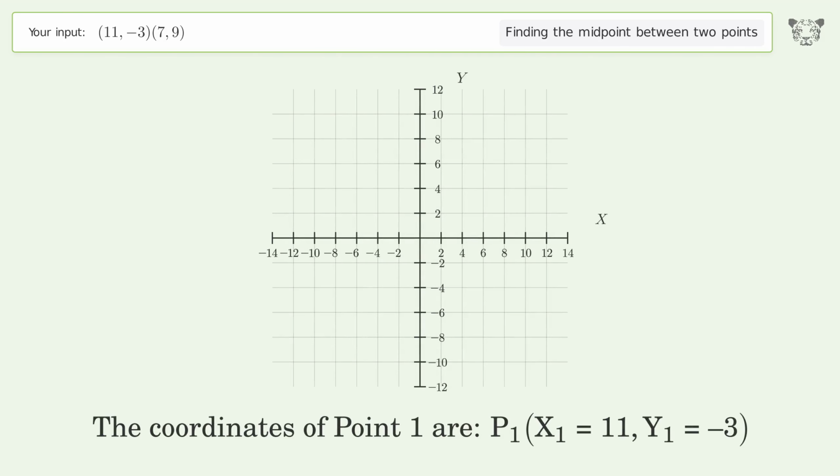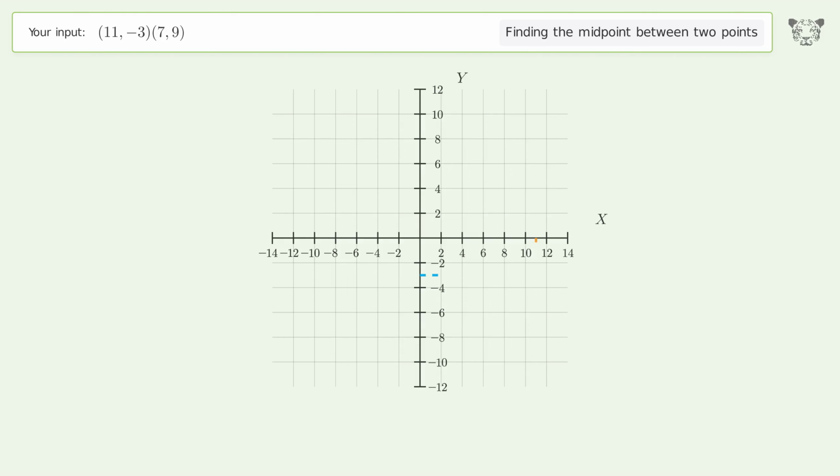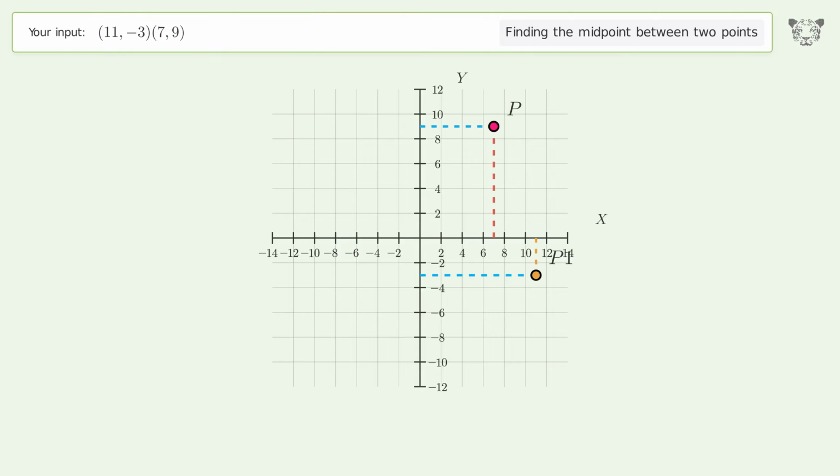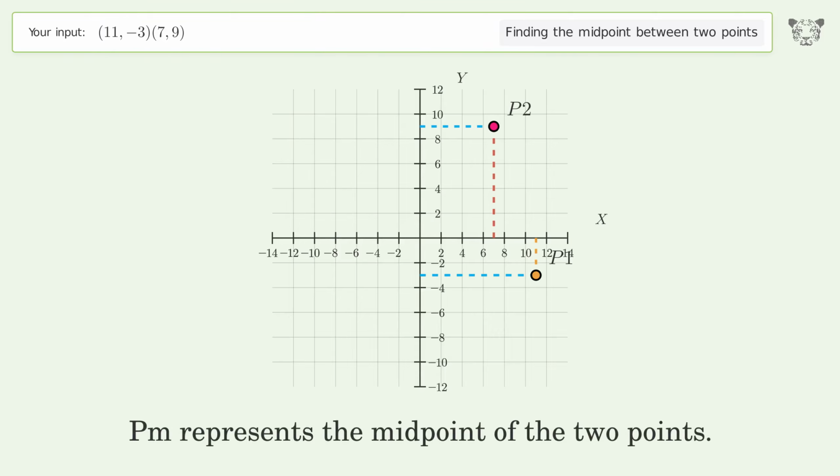The coordinates of point 1 are x1 equals 11, y1 equals -3. The coordinates of point 2 are x2 equals 7, y2 equals 9. PM represents the midpoint of the 2 points.